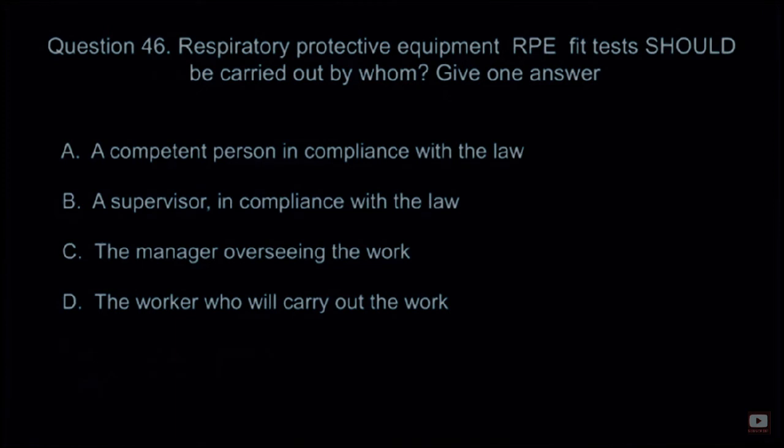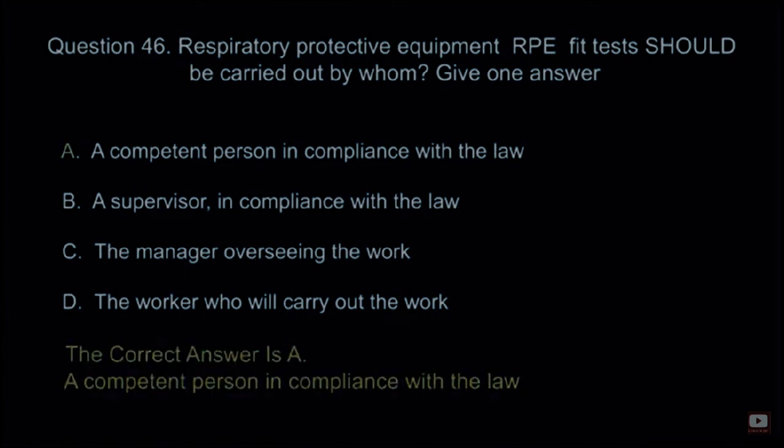Question 46. Respiratory protective equipment, RPE, fit tests should be carried out by whom? Give one answer. A. A competent person in compliance with the law. B. A supervisor, in compliance with the law. C. The manager overseeing the work. D. The worker who will carry out the work. The correct answer is A. A competent person in compliance with the law.